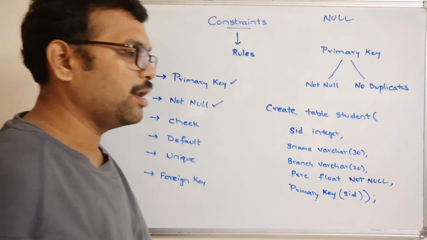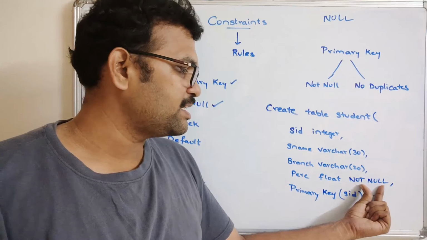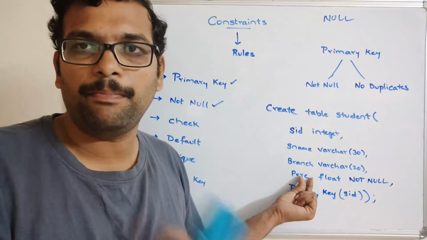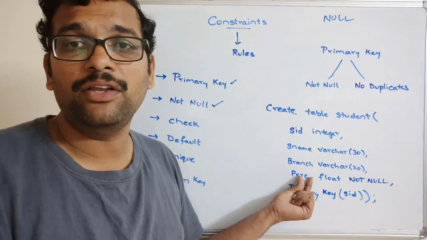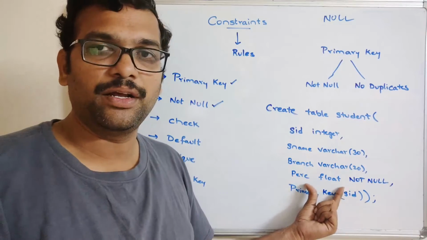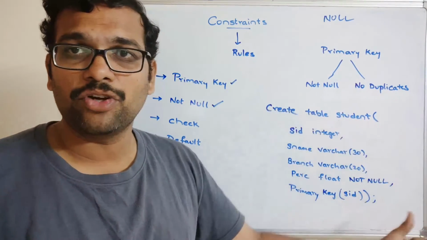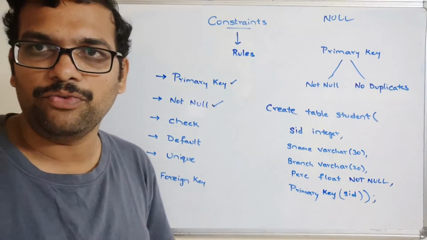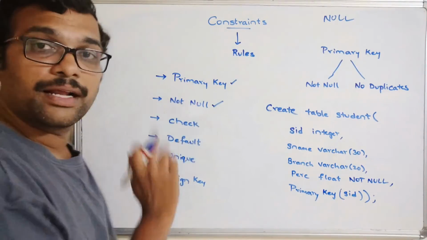Here I'll give a not null. If I give a not null, that implies this not null constraint is given for the percentage. So percentage should not be kept blank for any student. We have to give a value for the percentage for the student. It should not be null. We have to pass the value, we have to insert the value. So that is the not null constraint.